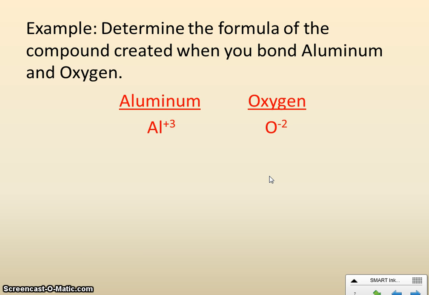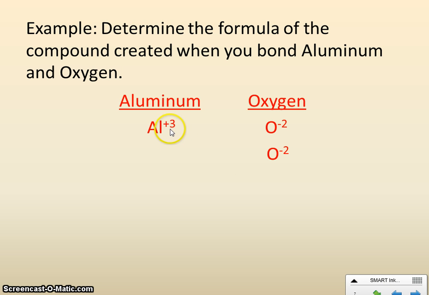Now we got to figure out how many of each we need to become neutral. So you look at this and go, okay, is it neutral? That's the first thing you should ask. Sometimes you just need 1 of each. But in this case, we have plus 3, minus 2. We have an extra plus charge, right? So that's not neutral because these are not equal. So what do we need more of? We need more negatives, right? So we better add another oxygen ion.